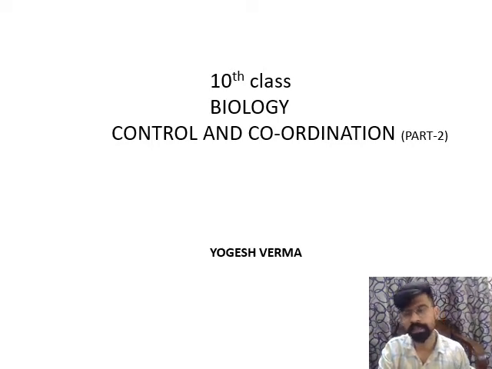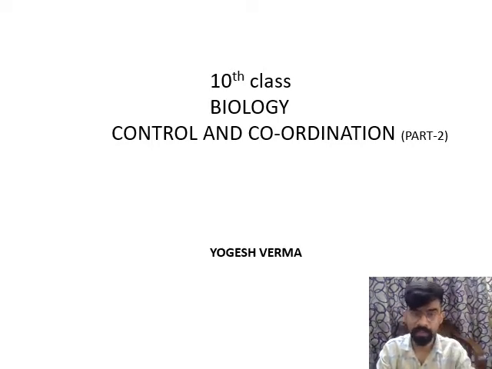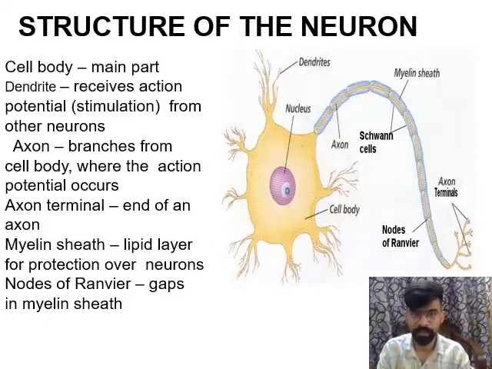Yes, good morning, students. Today is the second part of the chapter Control and Coordination, 10th class biology. In the previous part one, we already covered what control and coordination is, what movement is, the types of movement, and the nervous system that helps with control and coordination. So let's start today's lecture.